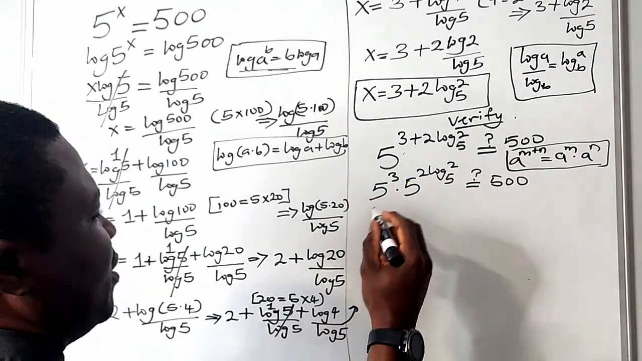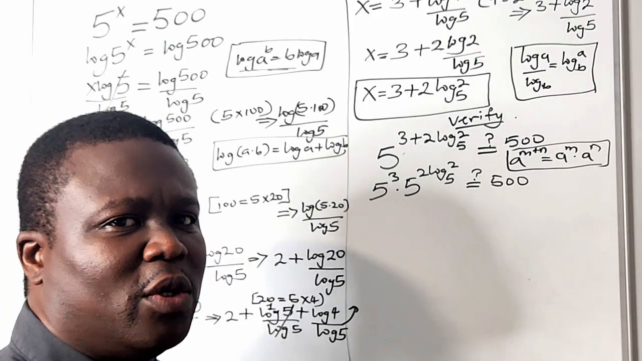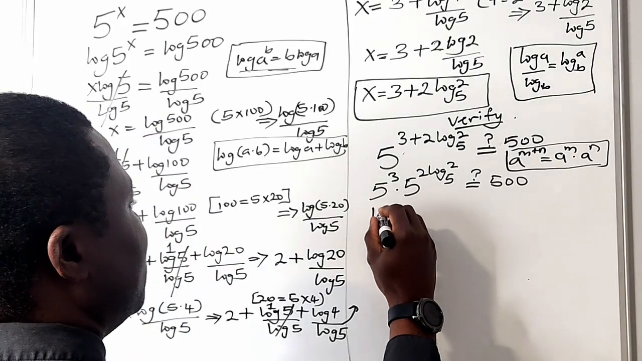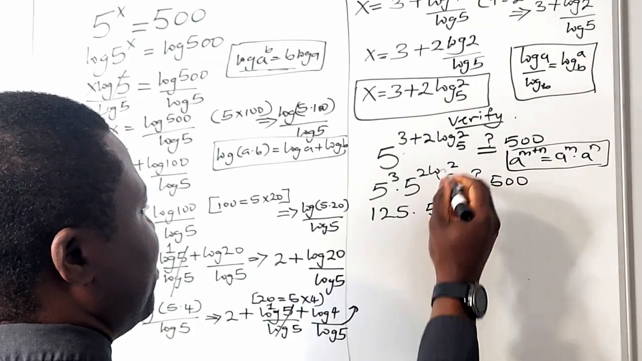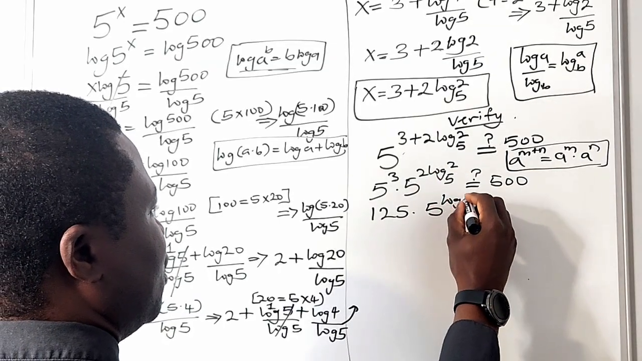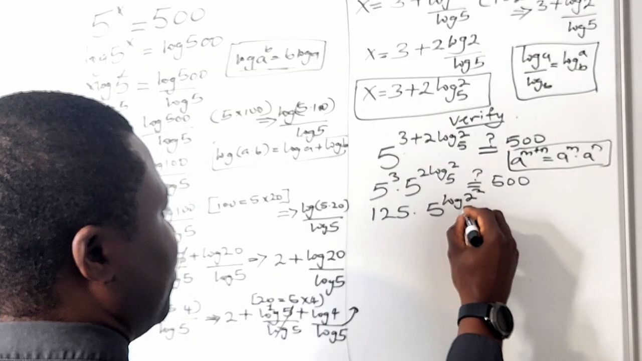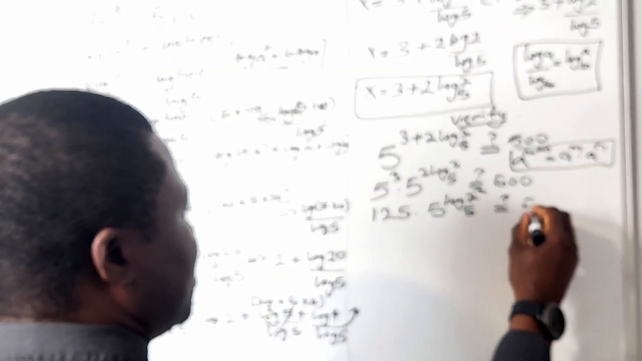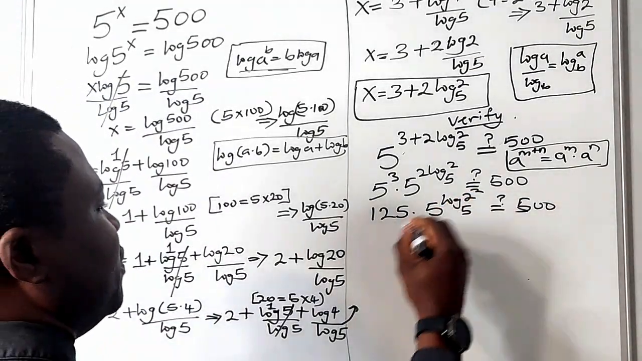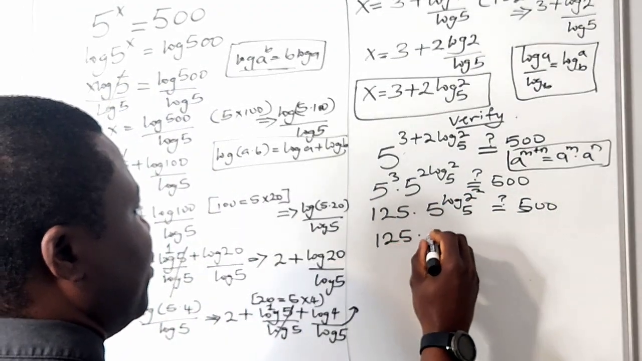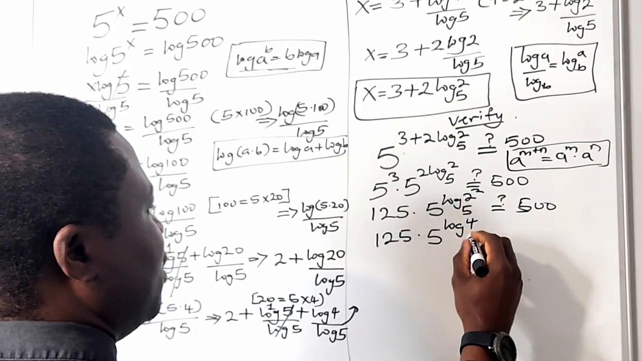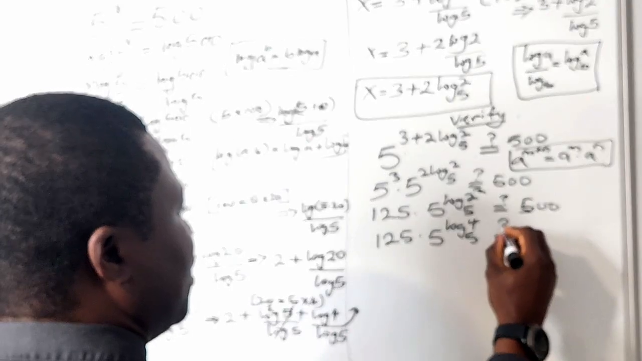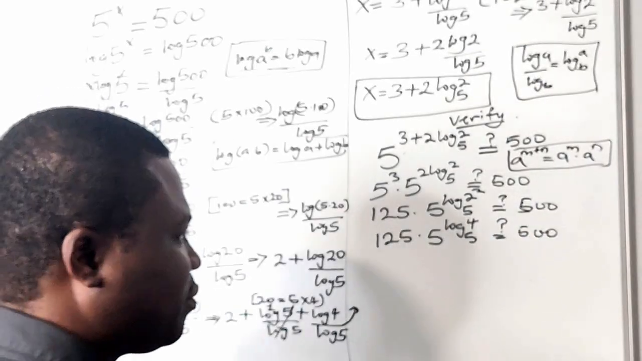5 raised to the power 3 is 5 times 5 times 5, which is equal to 125. So 125 times 5, this 2 goes back here and becomes log of 2 squared base 5. And is that equal to 500? Now, this becomes 5 to the log of 4, since 2 squared is 4, base 5. Is that equal to 500?